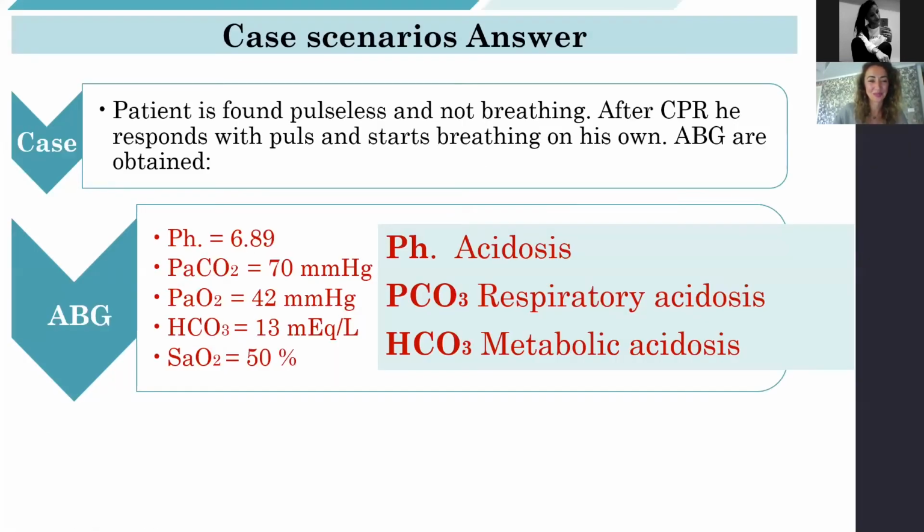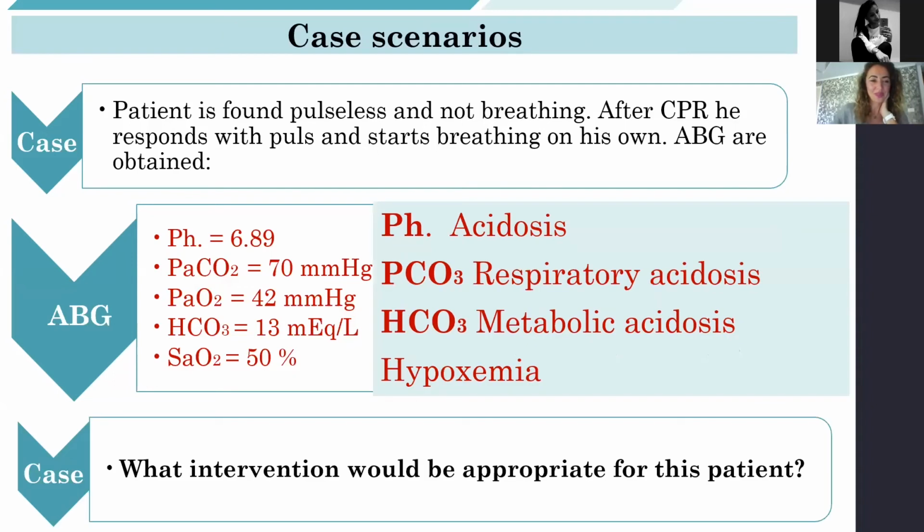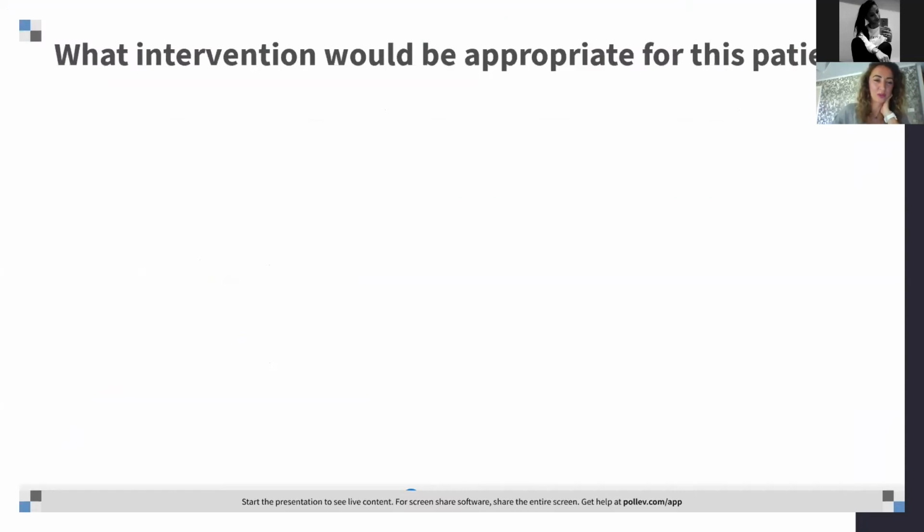Yes, that's true. You're correct. So we have acidosis, we have respiratory acidosis, and we have metabolic acidosis as well. This is a very bad condition for the patient. What intervention would be appropriate for this patient since he has very low saturation, very low pH, and uncompensated respiratory and metabolic acidosis? What will you do next?